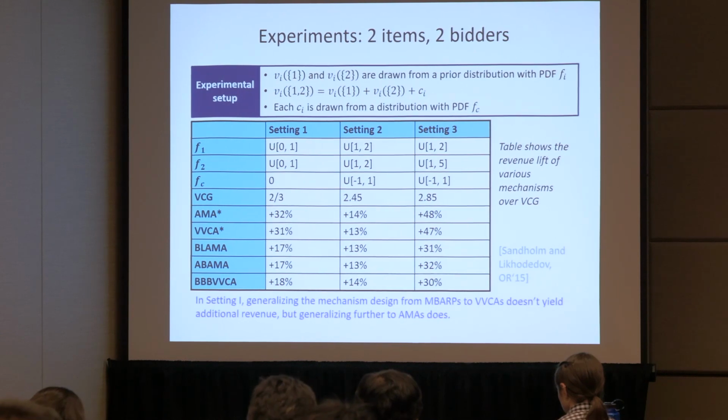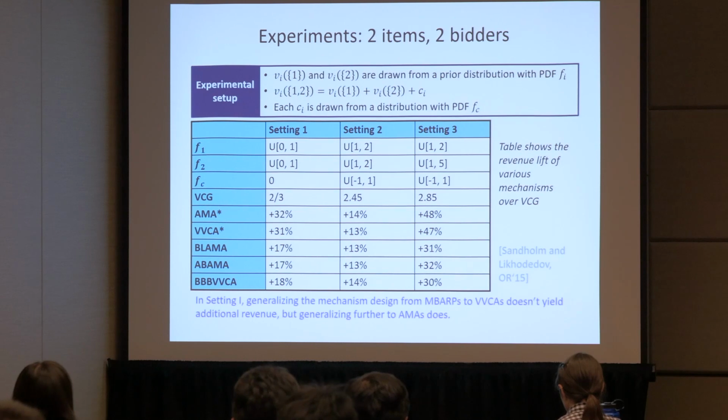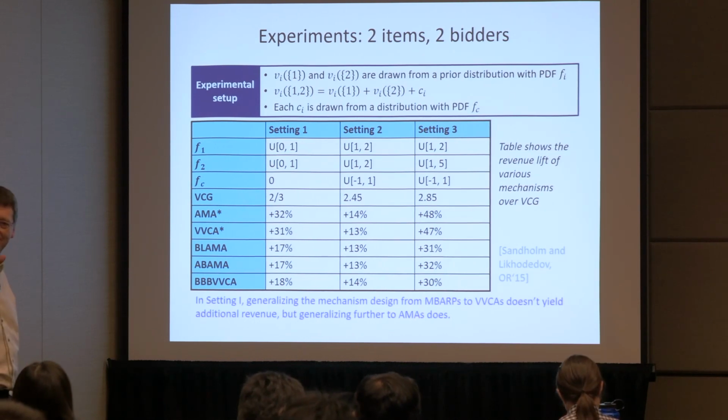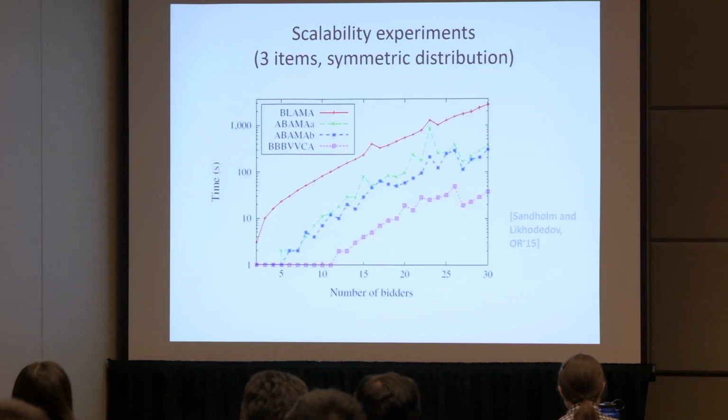We're going from a polynomial number of parameters to an exponential number of parameters. No revenue lift there. But then generalizing further to AMAs gives a tiny amount of extra revenue lift. It's like in the 4th digit or something. So we know that VVCAs are not optimal, even for this setting, but they're very close to optimal. So it's interesting, going from VVCAs to AMAs, the number of parameters increases just slightly, but that's where the revenue lift comes from. All right, let's talk about scalability to answer Sven's question.